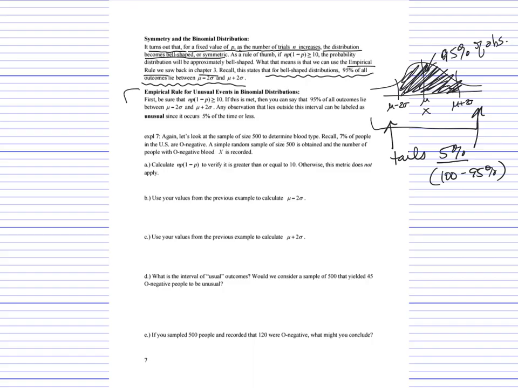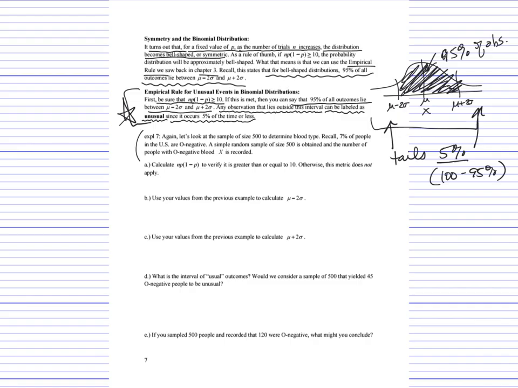So we have this: the empirical rule for unusual events in binomial distributions. First of all, you do have to make sure you've got a bell-shaped curve. And so we're going to start off with, be sure that n times p times 1 minus p is greater than or equal to 10. As long as that is true, then we can say 95% of all outcomes lie between those two values, and so any observation that lies outside this interval can be labeled as unusual because it occurs 5% of the time or less. I love that logic. That's so cool. Okay, let's do part 7 together.